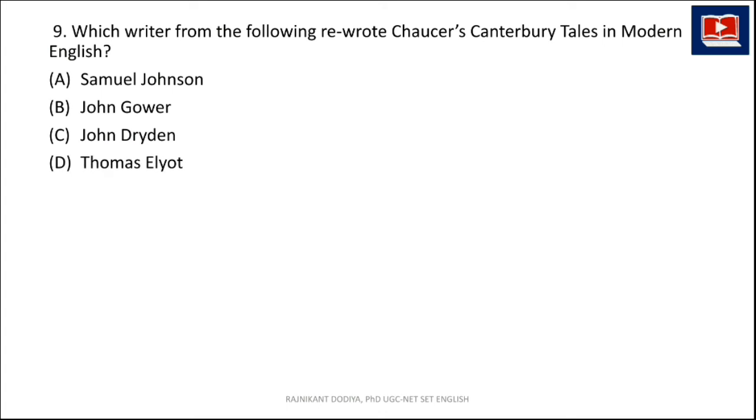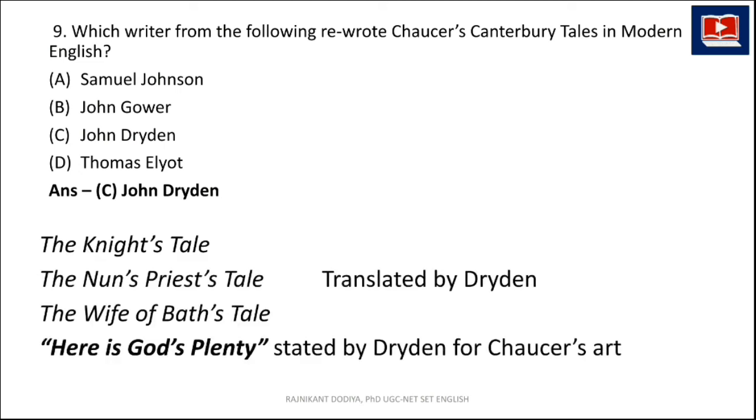We have to find it, and the right answer is C, John Dryden. Yes, friends, John Dryden, the great literary artist of his time, rewrote Chaucer's Canterbury Tales in modern English. Not the whole work by Chaucer, but some portion of this work he translated into modern English. So let's see which were these portions. Three different tales were there: the Knight's Tale, the Nun's Priest's Tale, and the last one is the Wife of Bath's Tale. So three tales from the Canterbury Tales were translated by Dryden into modern English.